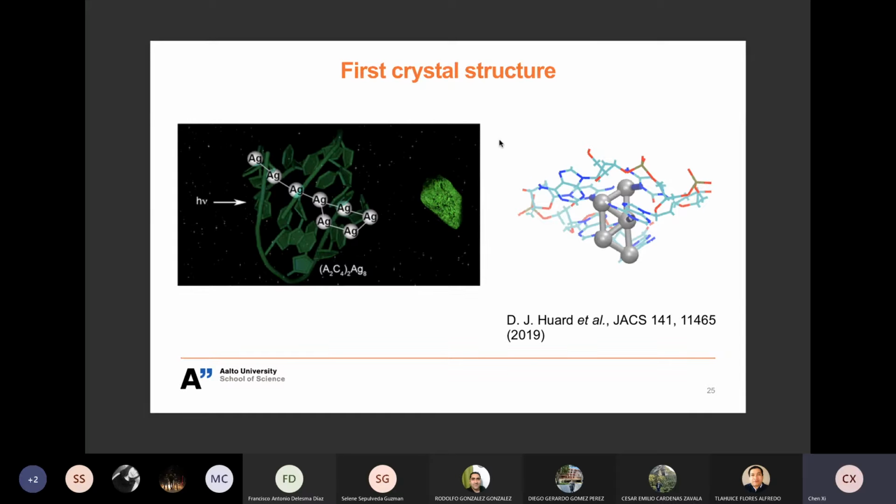When we were doing the simulation, there were no experimental results yet, but when we were doing this work, the first ever crystal structure of silver DNA was reported, and in their structure they also find a 5 silver cluster, which is very similar to the 5 silver cluster we found in our simulation. So we are very confident our prediction is correct.